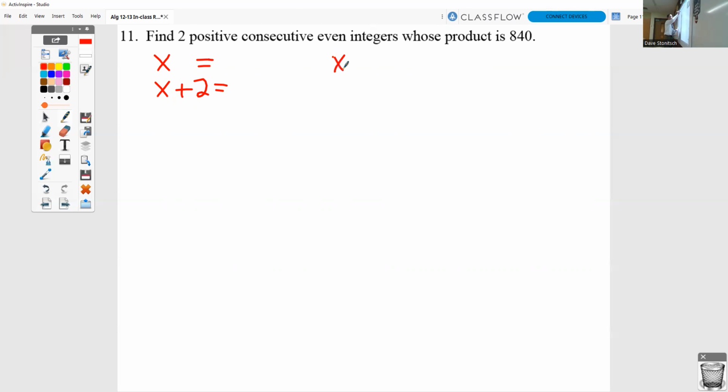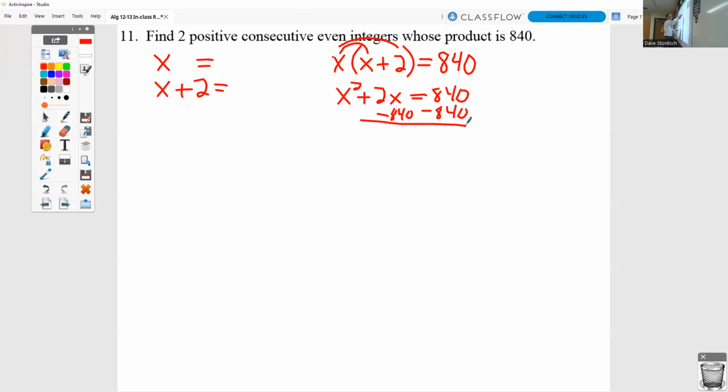We're multiplying these two things together. x times x plus two equals 840. Distribute. So x squared plus 2x equals 840. We want it set equal to 0 so that we can use the quadratic formula or factor. So x squared plus 2x minus 840 equals 0.